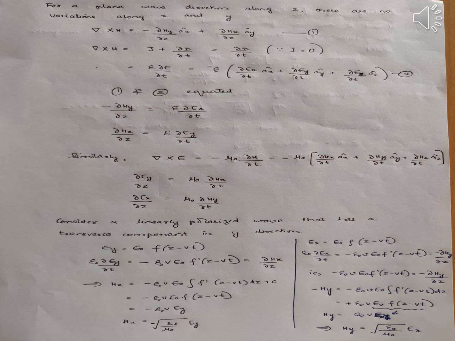We have assumed that E is in the X direction and H is in the Y direction. The reverse is also possible. And even in the reverse case, the fact that eta is equal to root of mu 0 by epsilon naught will hold true in both cases. Any doubt in any of these equations, you can call and ask me after listening to the lecture.